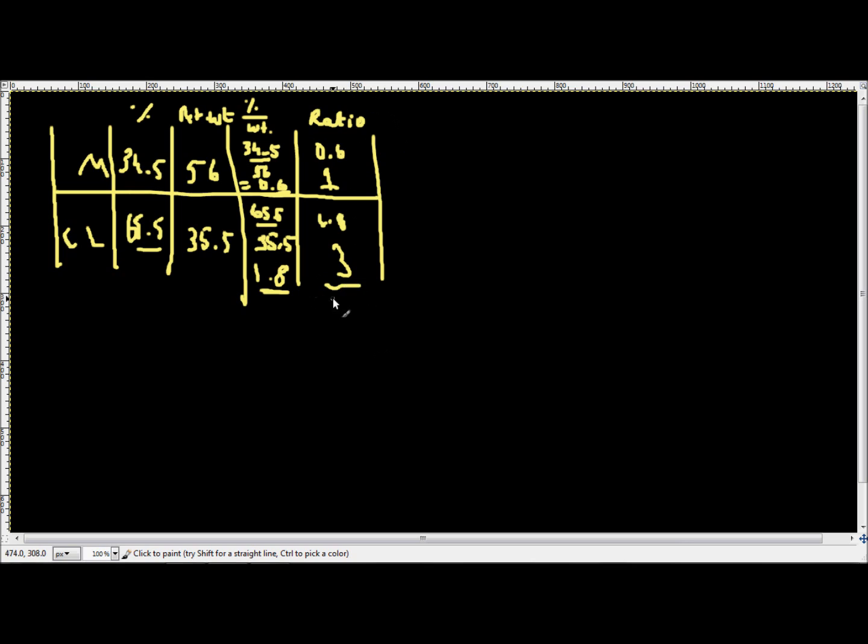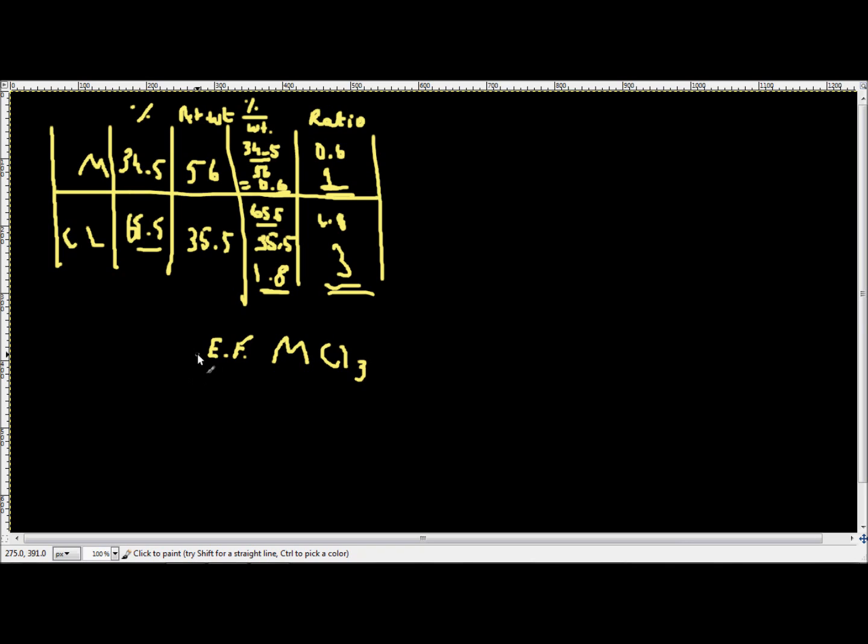And in some of the other sums, it'll be much simpler to spot. They'll be in whole numbers anyway. You'll see when you do the questions yourself. So here we got the simplest whole number ratio as 1:3, and this is actually your empirical formula. So you'll have MCl3. This is the empirical formula, and the question asks us to find the molecular formula of the chloride.